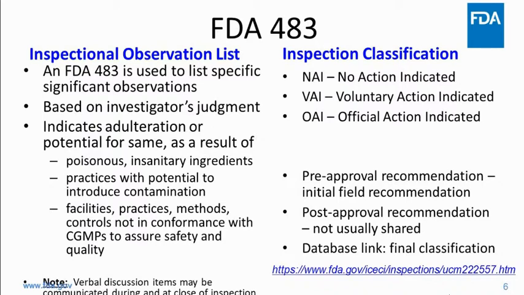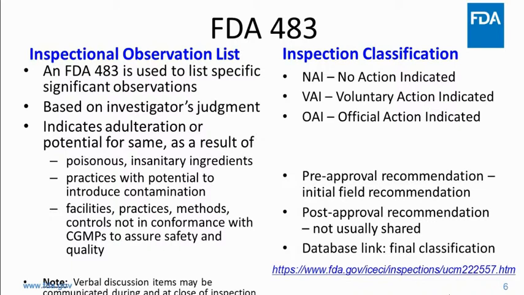Typically, the 483 list tends to be in the order of importance. Again, I would want to caution that it's not a comprehensive list of all possible issues that may exist. For example, there may be instances where there's questionable issues or issues of unknown significance. These may not make it on a 483, but again, as part of your quality oversight, we expect that you are doing your due diligence.